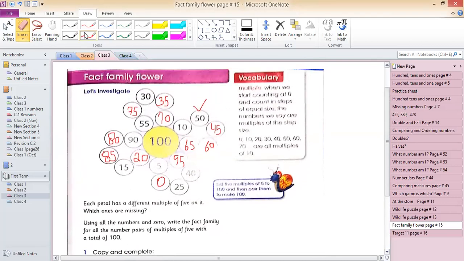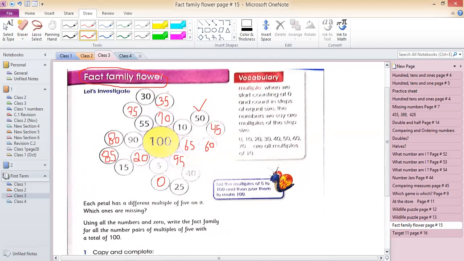The topic which we started yesterday is the fact family problem. We learned about the multiples. What is a multiple? A quick revision of the last class, guys. Then we will complete question number 1 of our topic, fact family problem, in the notebook.